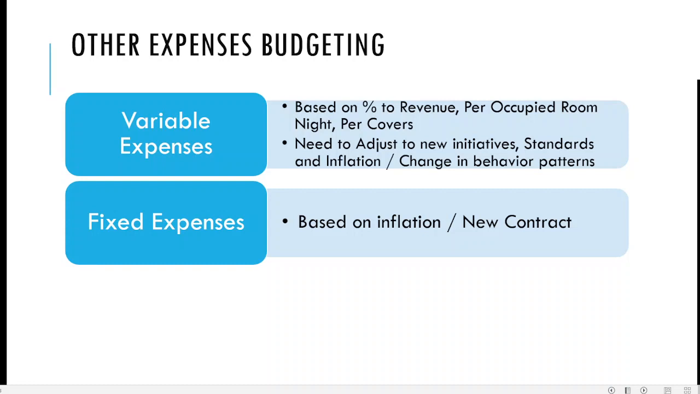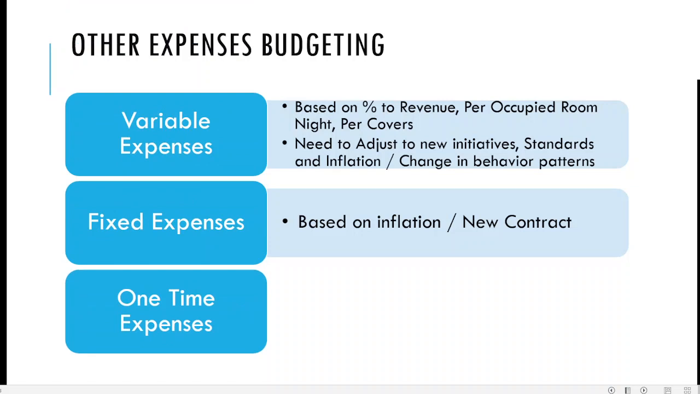So for those expenses, again, we need to understand the relationship between the business and the nature of the expense, and we may split them out, like fixed to fixed and variable to variable, for the purpose of budgeting. Otherwise, the forecasting will be very difficult.